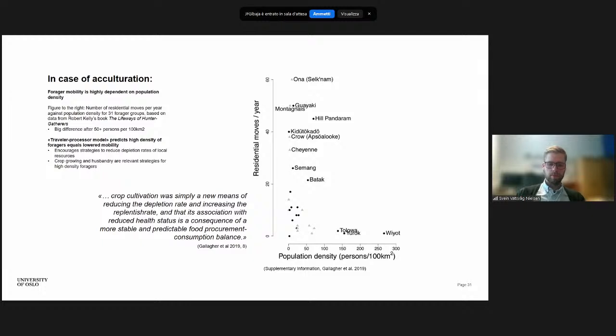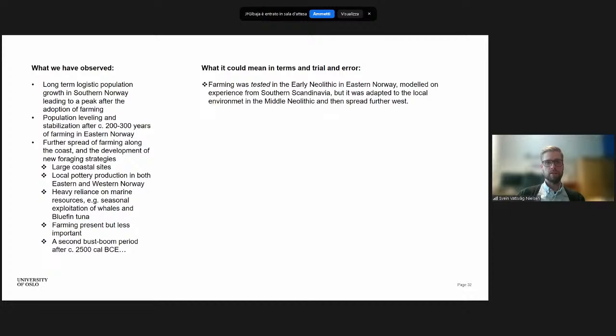So with this model of development and population, we could suggest the argument that the increase of foragers in eastern Norway would encourage the adoption of farming. So, reaching the end, what we have seen is that there is a long-term logistic population growth in southern Norway throughout the Mesolithic and into the Neolithic.